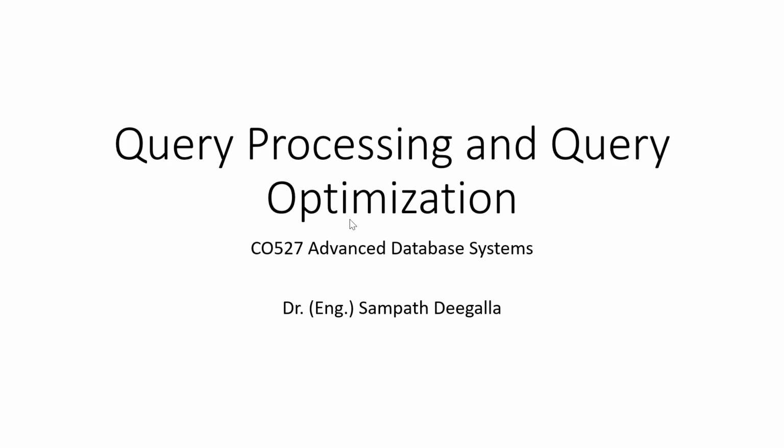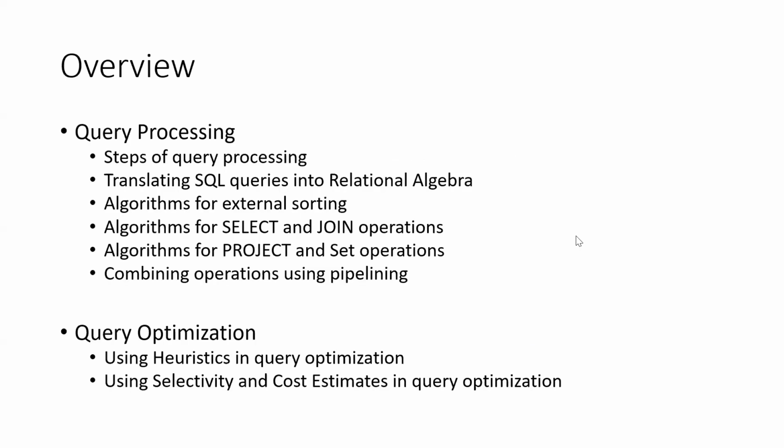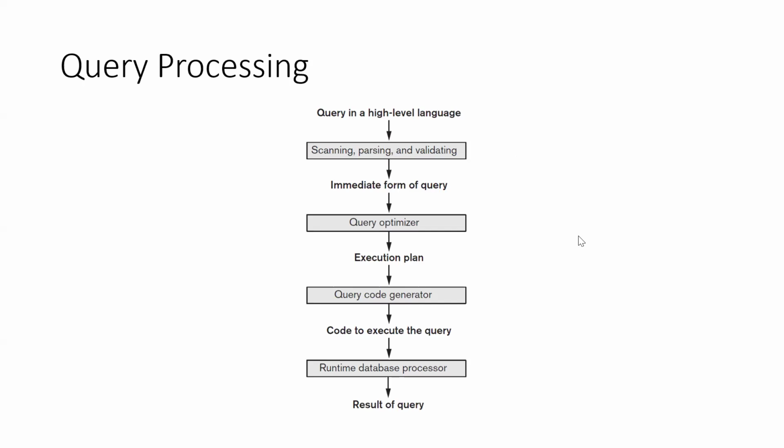Okay, so having said that, let me quickly go through what we have discussed so far under the query processing and also use of query optimization. Given a query, the first part is you understand what should happen within the query. The initial part would be it'll scan, parse, and validate whatever query is given in SQL form, and then it'll put it into a form that the optimizer can use to optimize the query, and then it'll generate an execution plan, which uses query code generator to generate code to execute the query, and then it'll submit it to the runtime database processor, and you will get the query result.